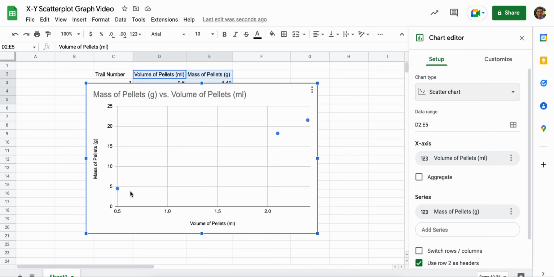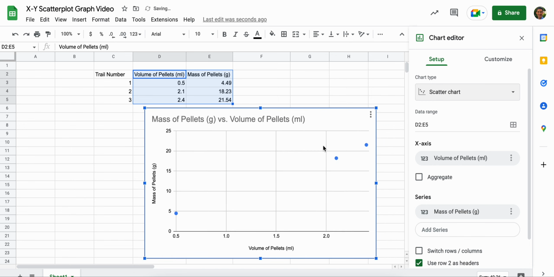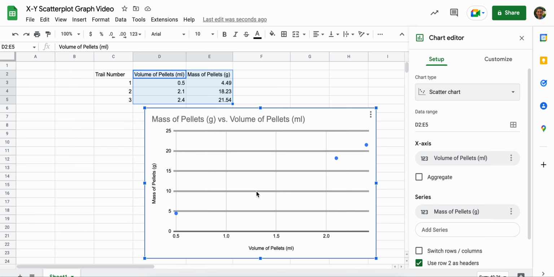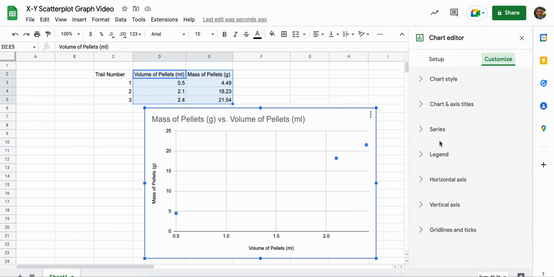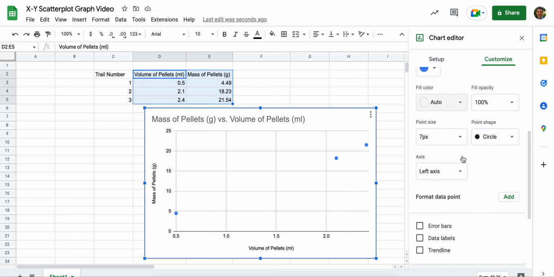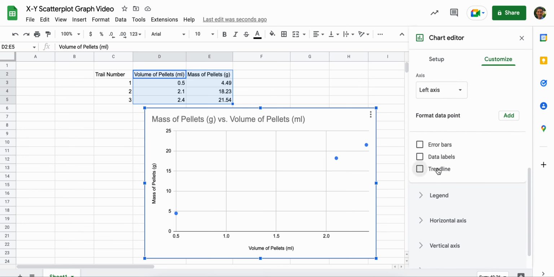We can see kind of a general trend that as we increase the mass, we also increase the volume of that substance. And so we can now get our density from this graph by making a trend line of those data points and finding the equation for it, and hence its slope. So we can click Customize, then we can click Series, and then we can click Trend Line.